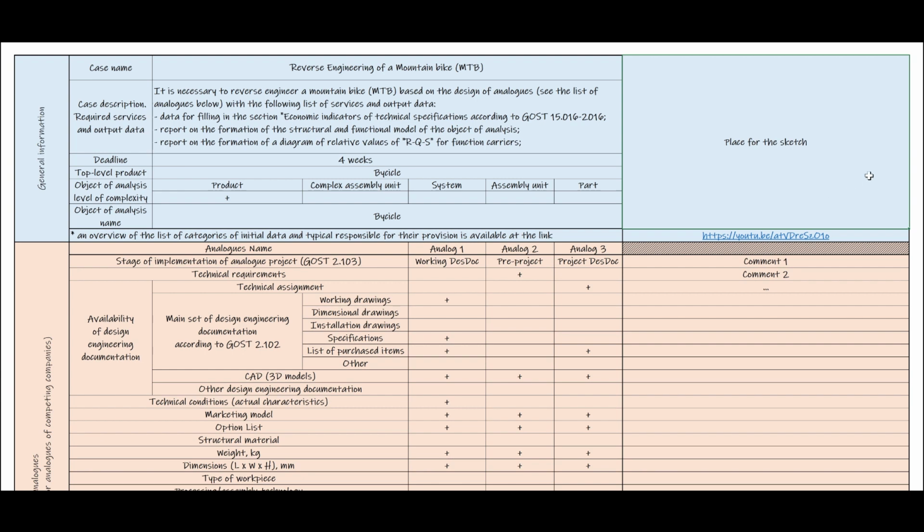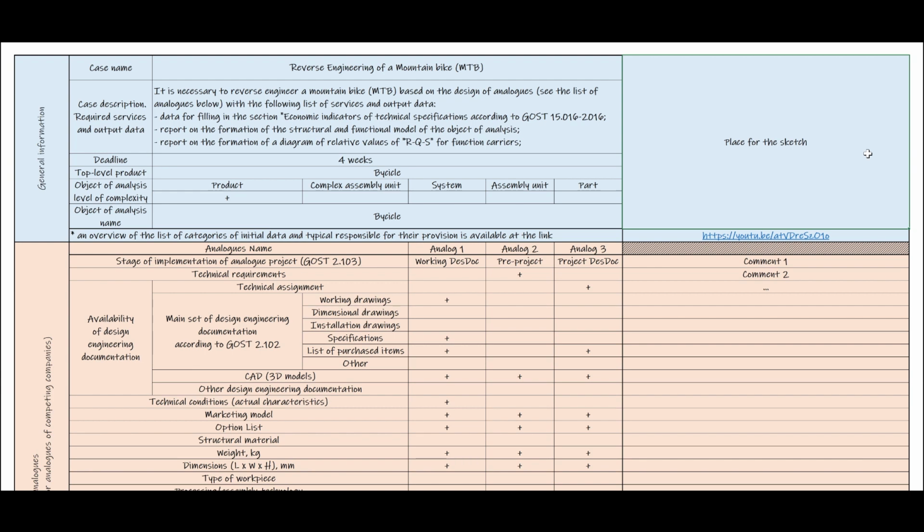The purpose of filling in the field place of a sketch is to form an honest general idea of the level of constructive complexity of the object of analysis and to create an opportunity to assess the complexity of analytical work. Next in the form are the blocks, almost identical in their content.